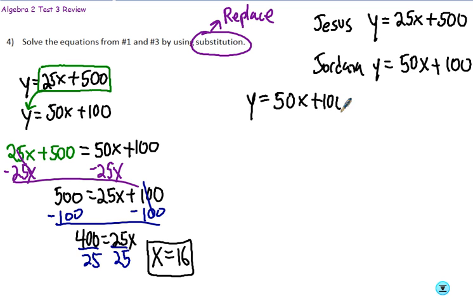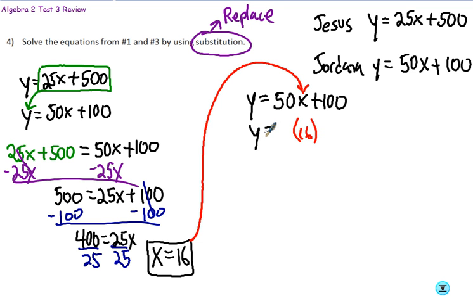And then what I'm going to do is substitute. Again, substitute means to replace. So 16 is going in the game for x. So x comes out of the game. Who goes into the game for him is 16. So I'm doing a replacement.